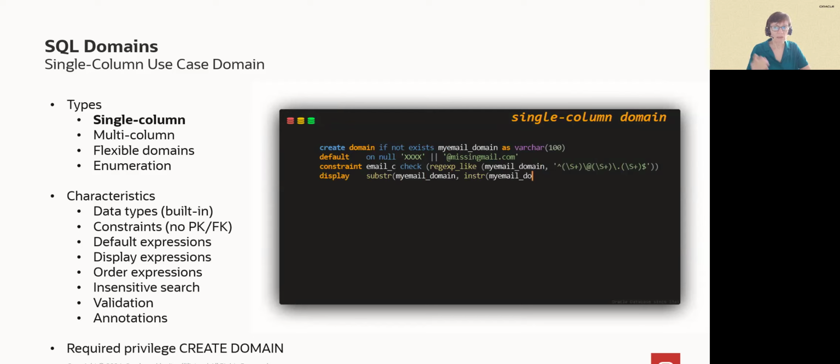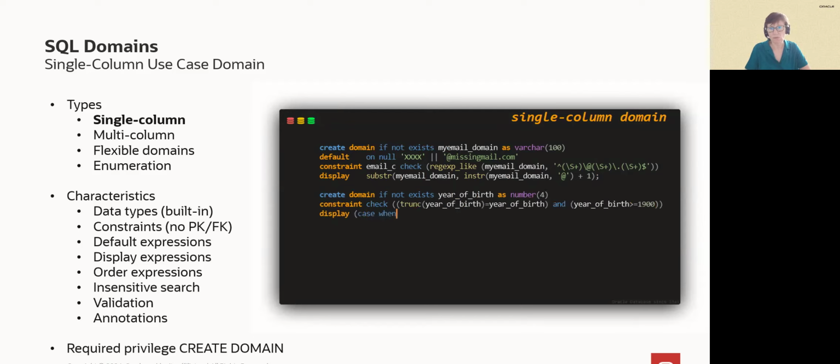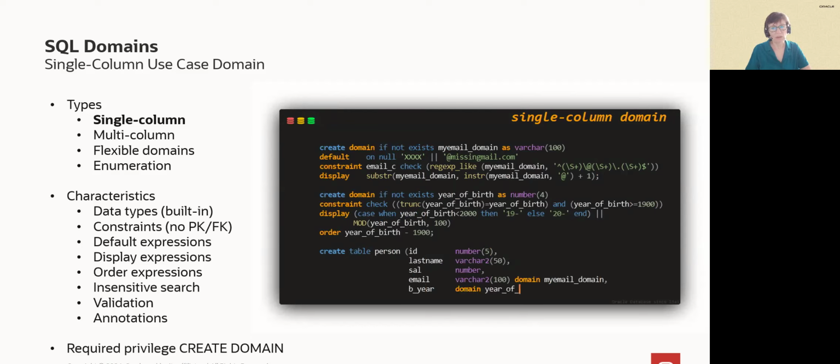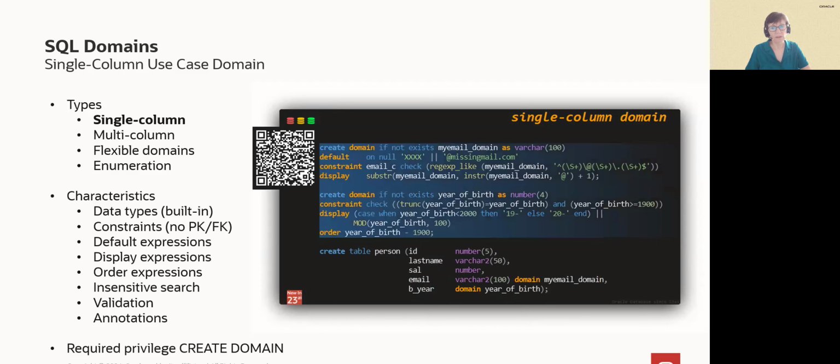And here, as you can see, this is for an email address. I used regexp as a check constraint, a default value, and I have a definition of how it should be displayed. The same for the year of birth. It's constrained to be a valid date, with a definition of how you can display it, and of course then order it by year of birth.